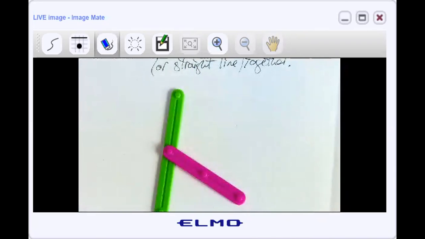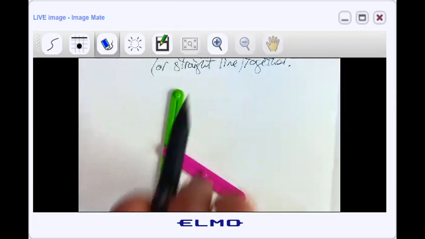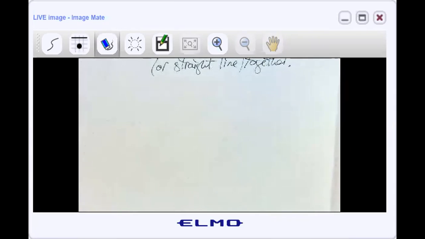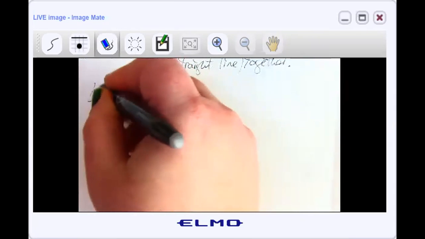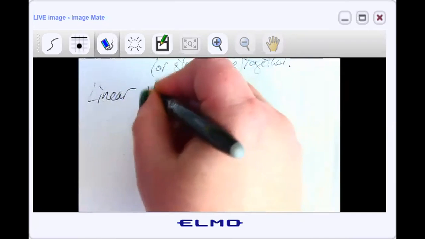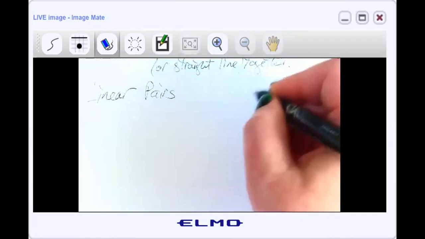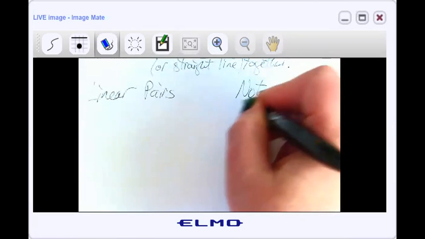Okay, so I'm going to draw some of those out so we have some visuals in our notes of what they look like. And then I'll show you some that are not linear pairs. Okay, so let's draw out a few that are and that are not.